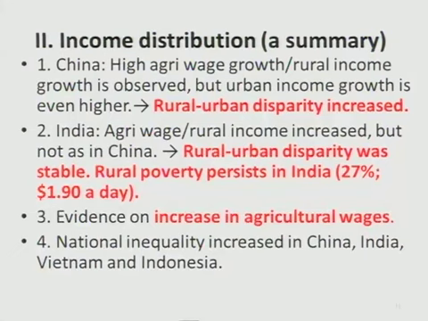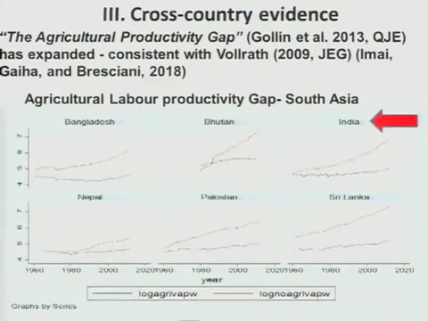So in the paper, we summarize the evidence of increase in agricultural wages. Let me move on to the cross-country evidence, based on Imai, Kaya, and Bresciani, 2018. We focus on the agricultural productivity gap, which is defined as the gap in labor productivity between the agricultural sector and non-agricultural sector, which was defined by Gini et al.